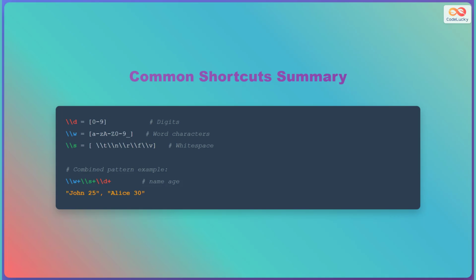Let's summarize the common shortcuts we've learned. \d is equivalent to the character set 0 to 9, and it matches digits. \w is equivalent to the character set containing lowercase a to z, uppercase A to Z, 0 to 9, and underscore, and it matches word characters. \s is equivalent to the character set containing space, tab, new line, carriage return, form feed, and vertical tab, and it matches whitespace. Here's a combined pattern example. \w+\s+\d+ matches a name followed by an age, like John 25 or Alice 30.